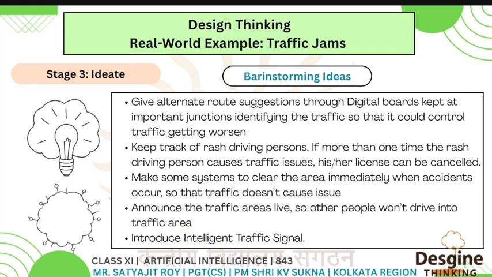So in our problem, the traffic jam, these are the possible solutions that are there. Or you can think about more solutions other than this. Some of the solutions listed here are giving alternate route suggestions through digital boards, keeping track of rash driving persons, making some system to clear the areas immediately when accidents occur, announcing the traffic areas live so that other people won't drive into the traffic area, or else introducing intelligent traffic signals. So there can be many more such ideas like this. You have to list out all those ideas in the brainstorming sessions that each and every member of the team comes up with.